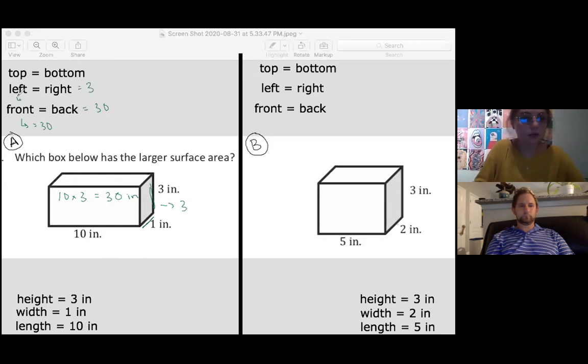My computer is moving because my cat decided to lay right there. Gotta love him. All right, finally, this top one right here.